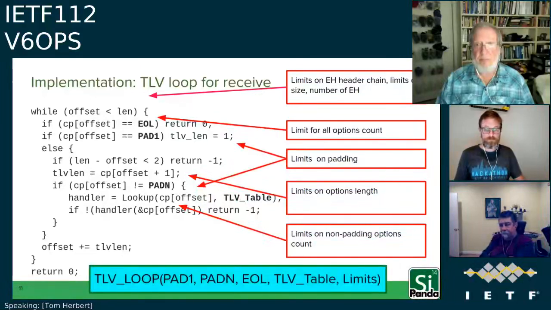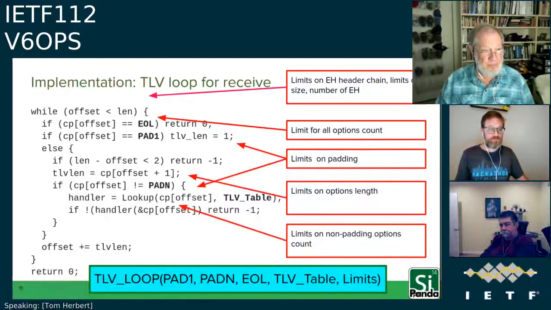So if you look at this from a very high level, what we really can do is consider this a parameterized function. The parameters to this TLV loop are the pad 1 value, the pad n value, and the EOL type values. The TLV table is that lookup table that matches type to a handler. And then the various limits could also be parameterized.